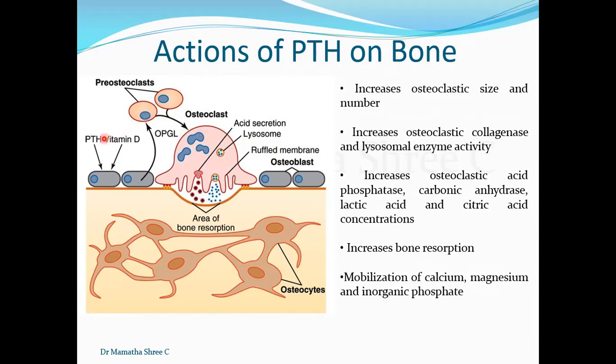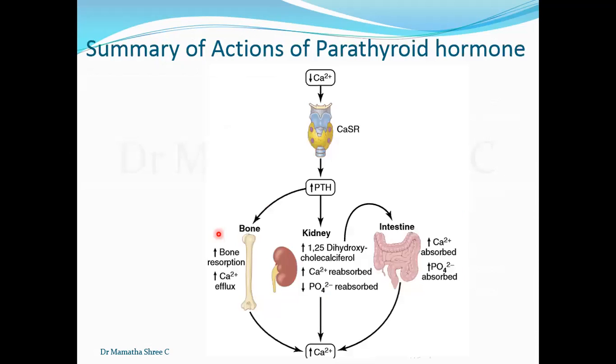So if you can see here, the parathyroid hormone through its receptors will act on the cells, which by binding to the RANK ligands will activate the osteoclasts. The osteoclasts have multiple acids and lysosomes. There is secretion of lactic acid, citric acid, carbonic anhydrase, acid phosphatase. It also releases the lysosomal enzymes. All these together will dissolve the bone or cause resorption of the bone, hence releasing calcium into the plasma. Therefore, the plasma calcium levels are increased.